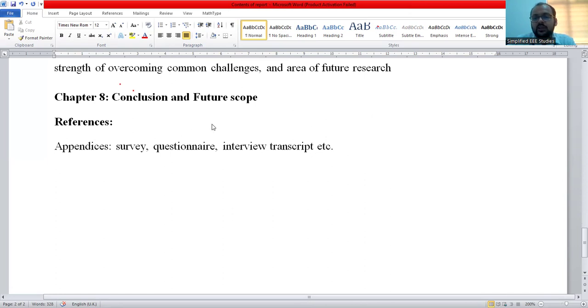Then the references. Whenever you are selecting references, go for the standard papers, like Scopus indexed and IEEE transactions. It is better to go for those. Appendix: I have collected so much data, so whatever data I collected, I put in the appendix. Like that, you can plan.